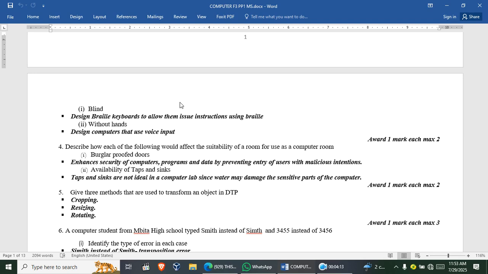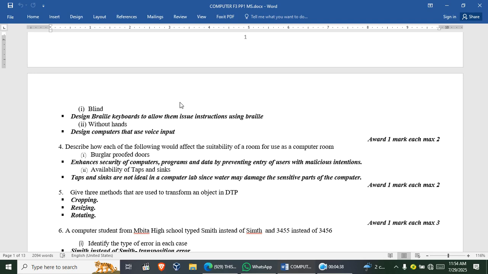Then we have availability of taps. Taps and sinks are not ideal in a computer lab since water may damage the sensitive parts of a computer. So when you talk about water, it will cause short circuits, which may bring fire, and also water may result in rusting of metallic parts of the computer. So it is not ideal to have sinks in a computer lab.